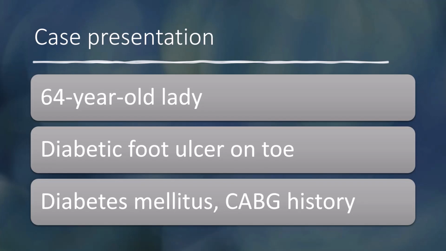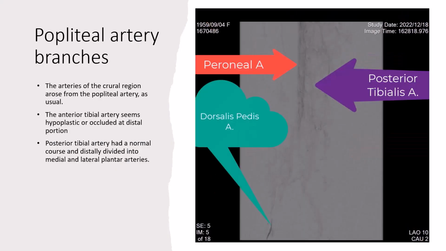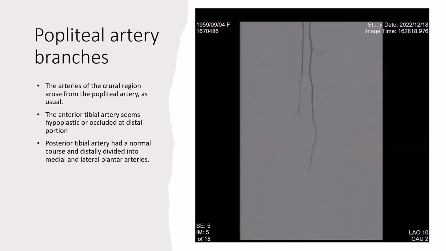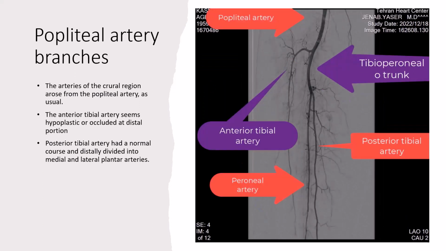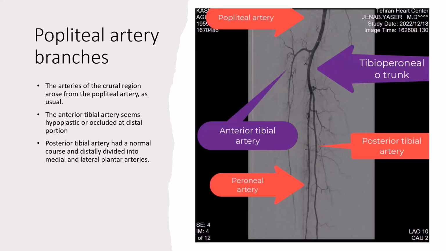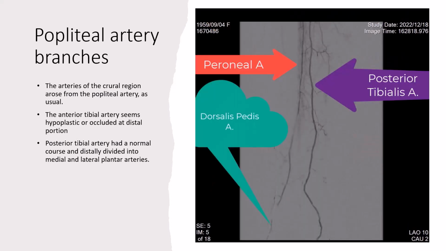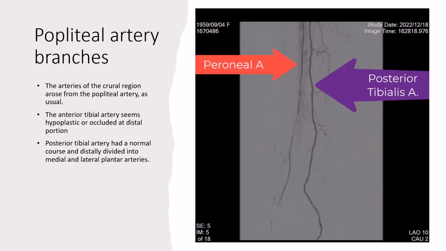Our case is a 64-year-old lady. She had a diabetic foot ulcer on her toe. She had a history of diabetes mellitus and CABG. Angiography showed the arteries of the crural region arose from the popliteal artery as usual. The anterior tibial artery seems hypoplastic or occluded at the distal portion. The posterior tibial artery had a normal course and distally divided into medial and lateral plantar arteries.